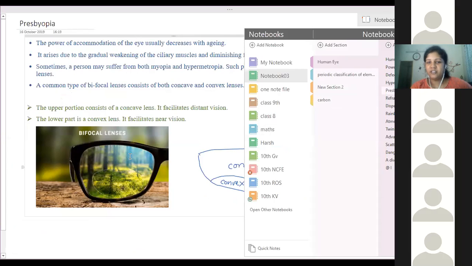When you are reading, you look downwards. And when you look at far distant objects, you move your head up. So while reading and writing, you are using this part, right? Yes, ma'am. And when you are seeing very far away, you will use this portion. So this portion is concave lens and this portion is convex lens. Those who have both defects will use this lens. That is called bifocal lens. Clear?